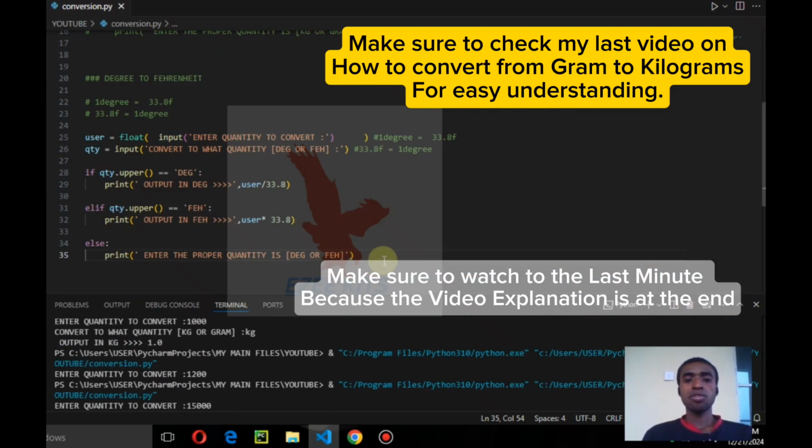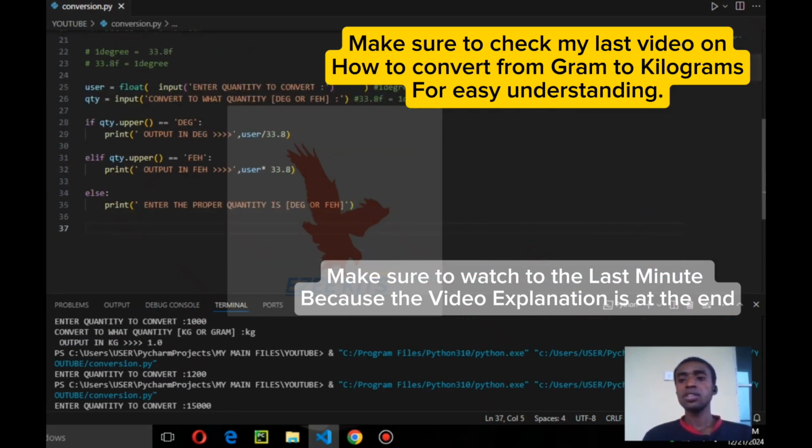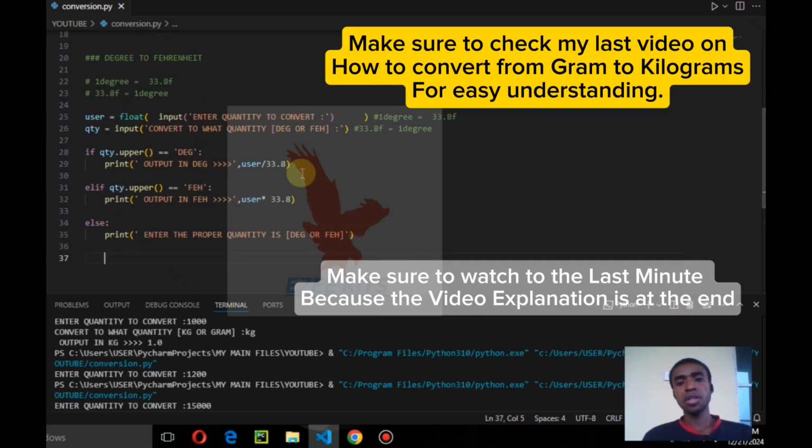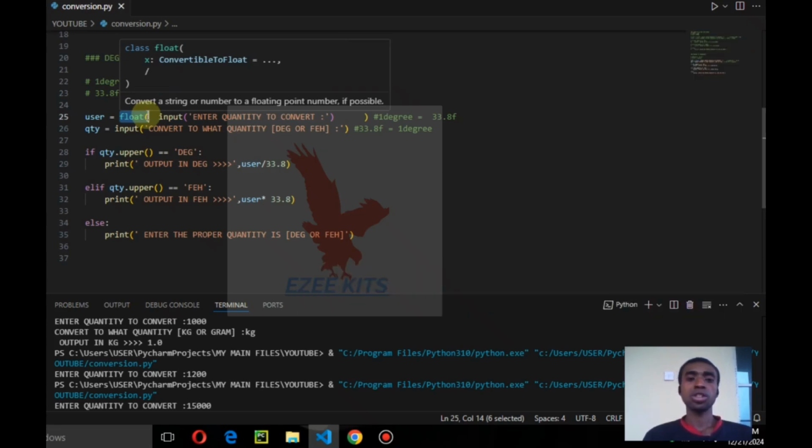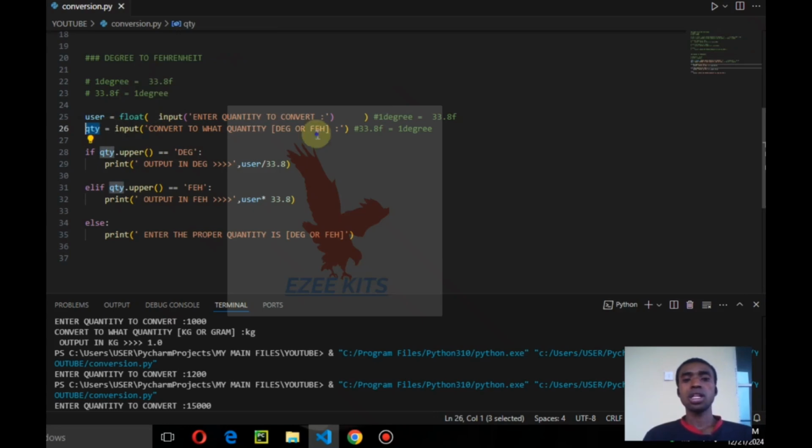So this is a recap of what we did in this video. This code I copied was from the previous video. We collected an input from the user and converted it to float, because a user can enter a number with a point, so I want to handle anything that has a point on it. I created a variable quantity. Let the user enter what to convert to, the degree or Fahrenheit. Then we check if it's degree. We divide what the person entered by 33.8, which is the standard for Fahrenheit.